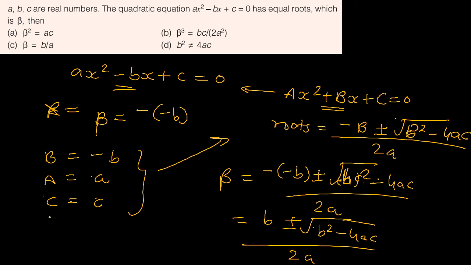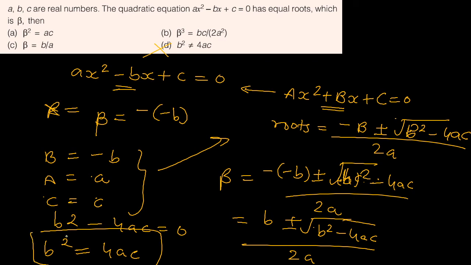Then only the roots are real and equal. So for that, b square minus 4ac should be equal to 0. So b square is equal to 4ac. So this option D is eliminated. Now, just remember this one equation we have, b square is equal to 4ac.